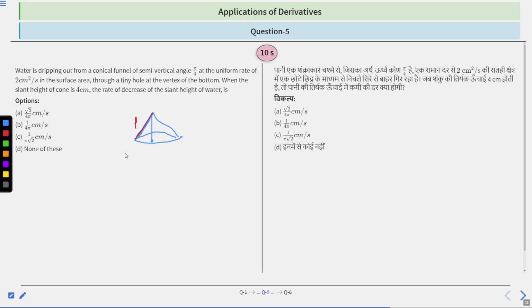And semi-vertical angle is basically pi by 4, given. Water is dripping out from a conical funnel of semi-vertical angle pi by 4 at a uniform rate, that is dS by dt is 2 centimeter square per second. Clear? Surface area is decreasing by 2 centimeter square per second. And we have to find the rate of decrease of slant height. Clear? So you have 10 seconds to solve this question. After 10 seconds, we will discuss the solution.